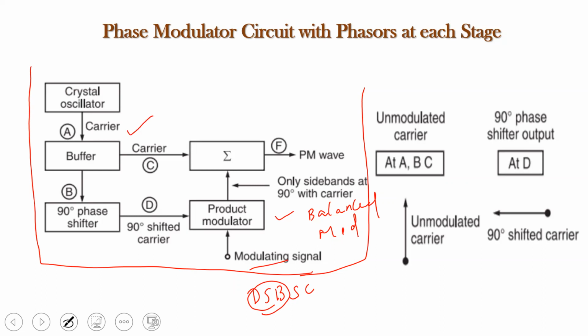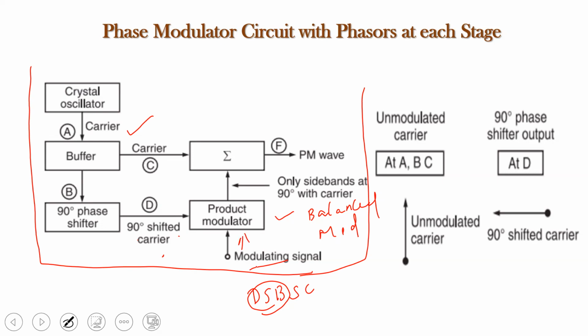For generating the carrier signal, we have employed a crystal oscillator. From the crystal oscillator, the carrier will be generated, and this carrier, with the help of this buffer, is shifted in phase by 90 degrees through this 90 degree phase shifter. And this 90 degree shifted carrier is given as one of the inputs to the product modulator. The other input to this product modulator is nothing but the message signal, right?